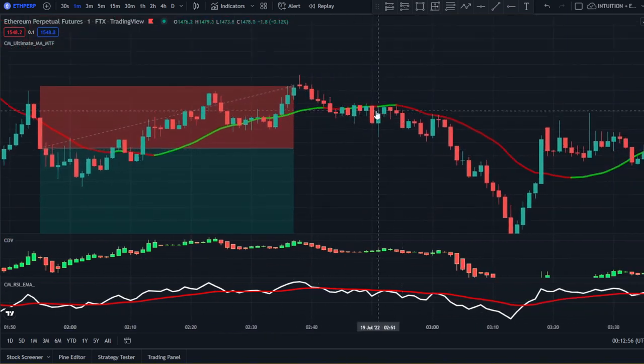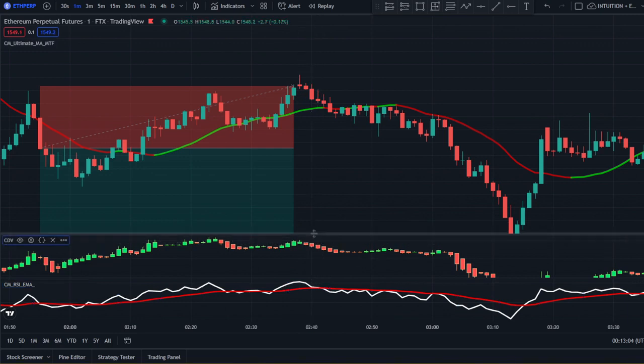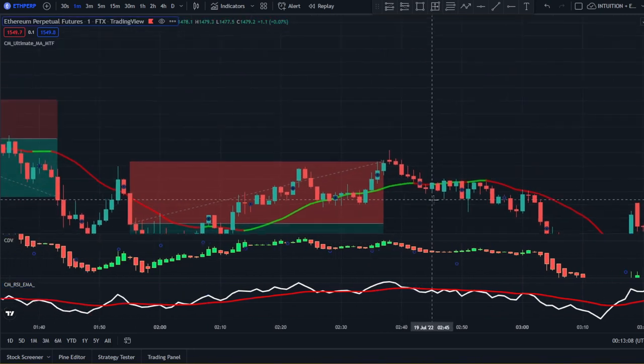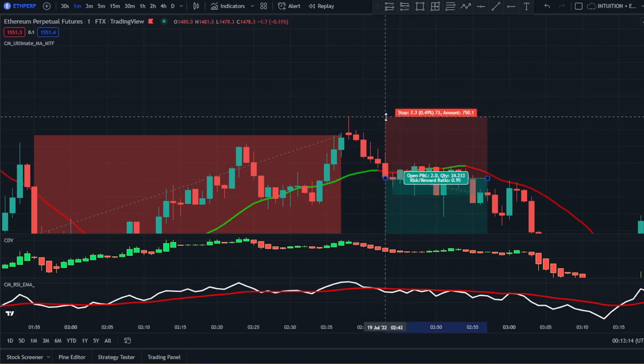So we look right here, we have a crossover of the white below the red. First valid signal, CDV is red. Second valid signal. Third valid signal is here where there's a breakdown of the trend line, where the price closes below the trend line and the trend line is red. So third confluence, and we'll enter right there.